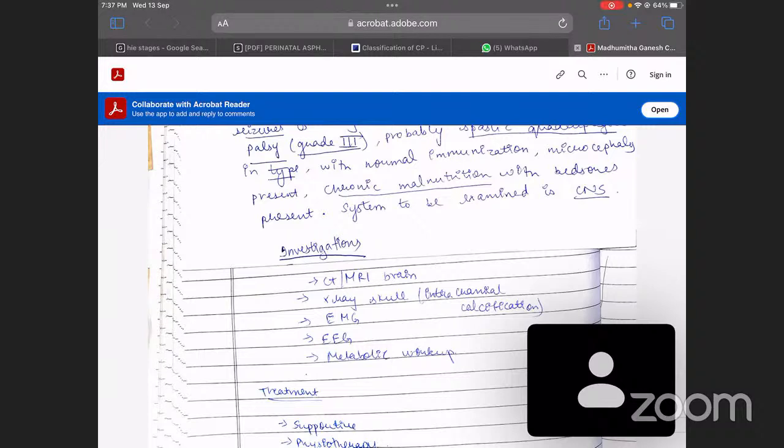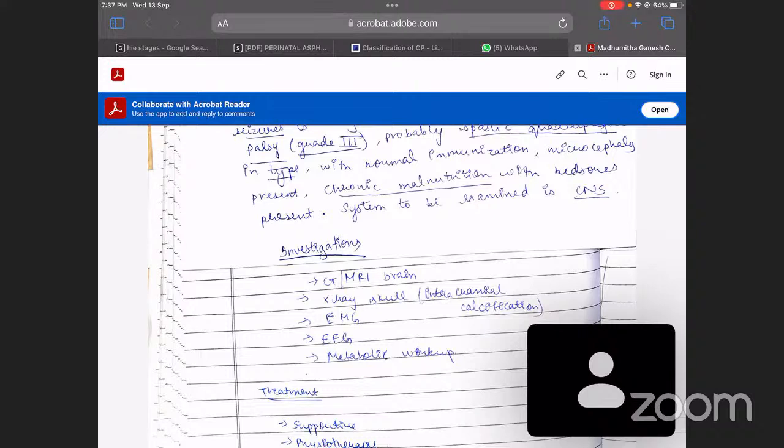So normally, the approach to a CP child is as follows. Whenever you approach a child with CP, the first thing is always your history, with details of your antenatal, perinatal, natal, and postnatal histories, and a meticulous physical examination will clinch the diagnosis of CP. That is one of the most important things. Your examination as well as history taking plays a pivotal role in the clinical diagnosis of CP.